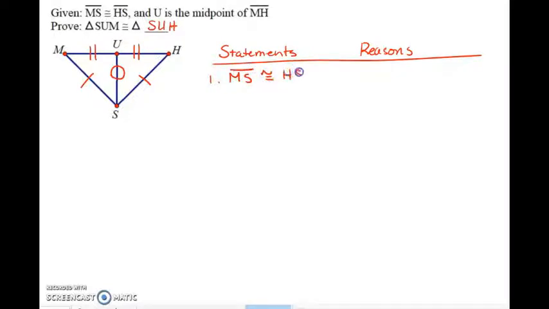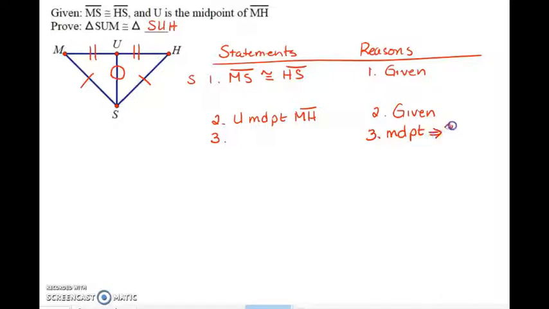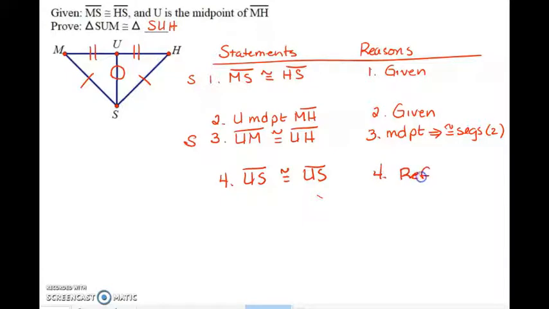MS is congruent to HS is given. That's my side. I think it adds to readability if I almost insert a little space, almost like making a new paragraph when I'm going to prove my next pair of congruent parts. So U is the midpoint of MH was given. And from this, I know that if a point is a midpoint, that it divides the segment into two congruent segments. And I'm making that inference from line 2. So now I know that UM is congruent to UH. That's another side, leaving a little space, because now I can say US is congruent to US by the reflexive property. That's also a side.